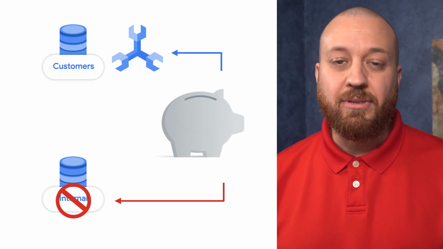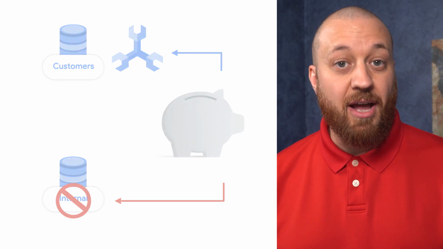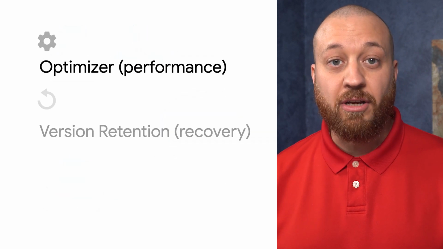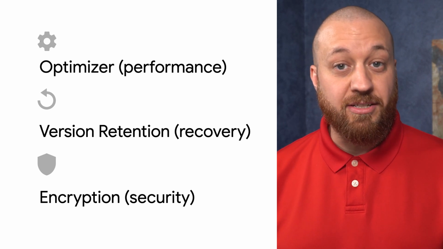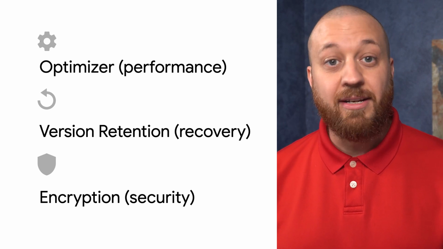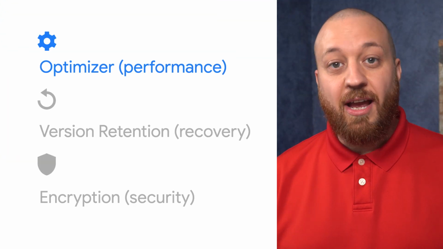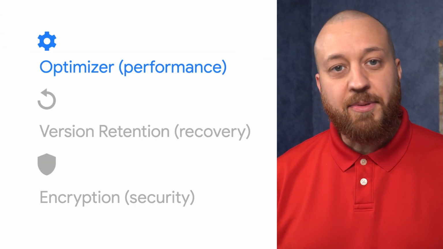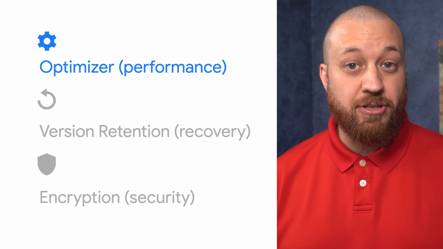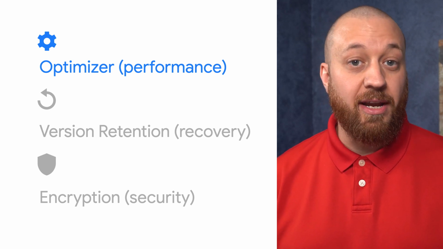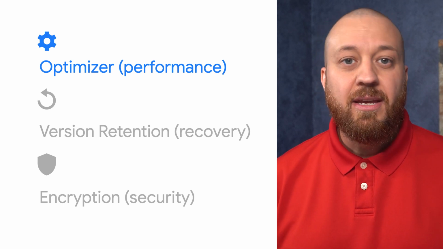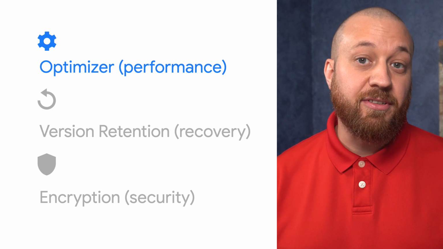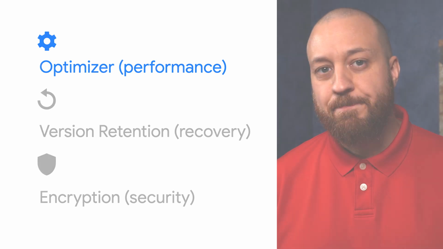Besides access control, each database can be configured with different options that affect the performance, recovery, and security of your database. These options control the optimizer version, version retention period, and database encryption. The first database option is the optimizer version. The optimizer's job is to create an execution plan that is an efficient way to retrieve data from Spanner based on the given SQL query. It has a direct impact on performance of requests issued to your database.